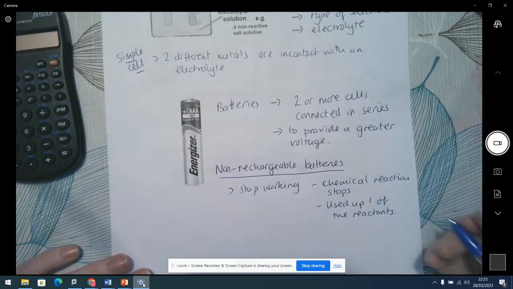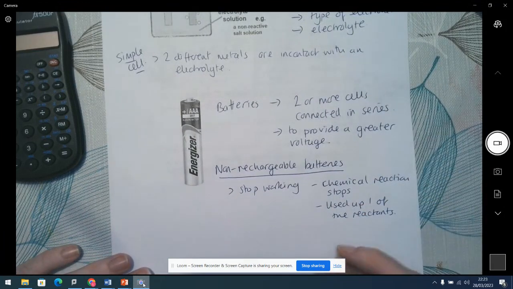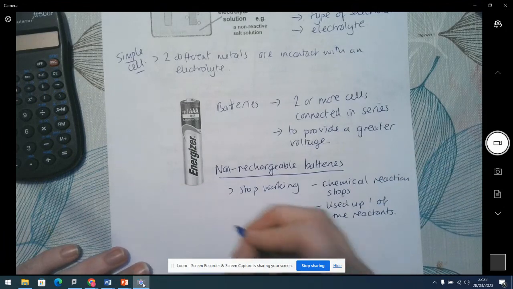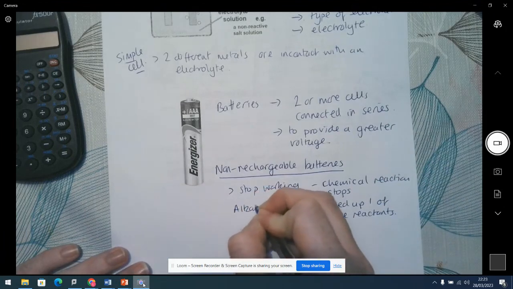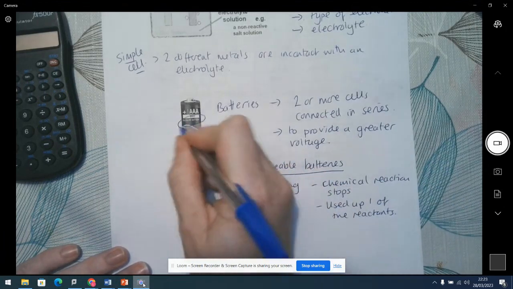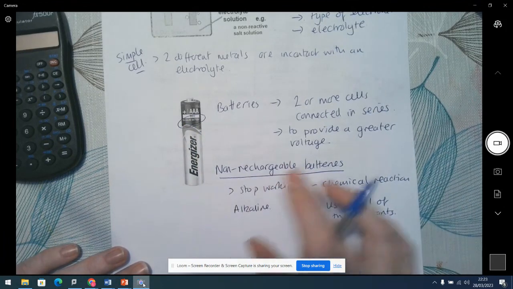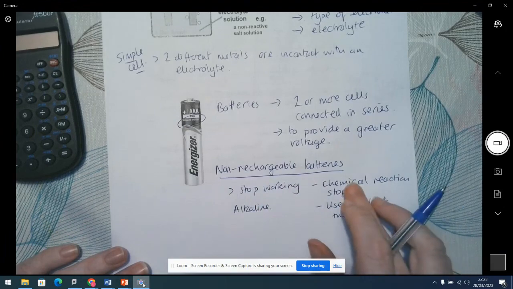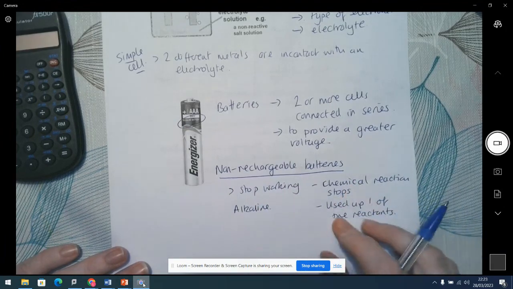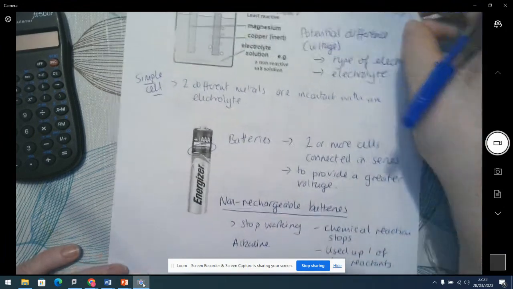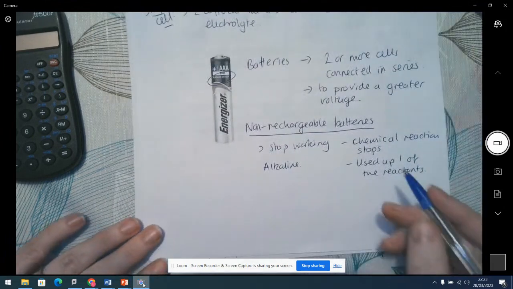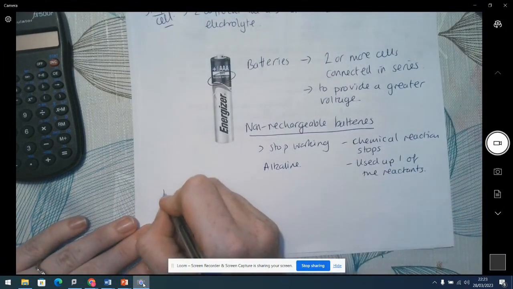So as such, the reaction stops and we can't replace those reactants. So your alkaline batteries, the ones that you would use in, for example, your remote controls, are usually non-rechargeable. They stop working when the chemical reaction stops, and that's usually due to the fact that one of the reactants has been used up.